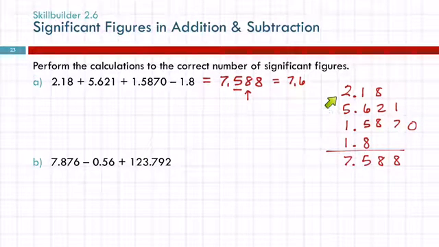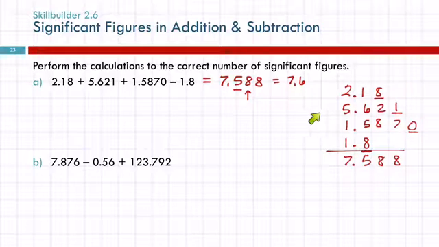Another way is by stacking, and we're trying to identify which is the uncertain digit. It's always the last significant figure. So in the first number, the last significant figure is the 8. And here it's the 1. Here we have a trailing 0, and those guys can be confusing. There's a written decimal point. This is a significant figure. And then down here, it's the 8. Okay, so I'm just looking at where's the last sig fig.